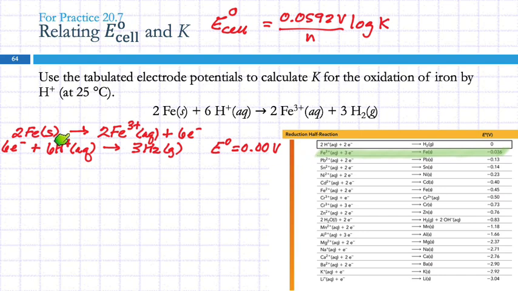So is this reaction written in the same direction as this one? No, it's backwards. So I change the sign on E. So for this one, E0, the table lists it as negative 0.036 volts. I wrote it backwards, so I changed the sign. I add these together. My standard cell potential then is plus 0.036 volts.